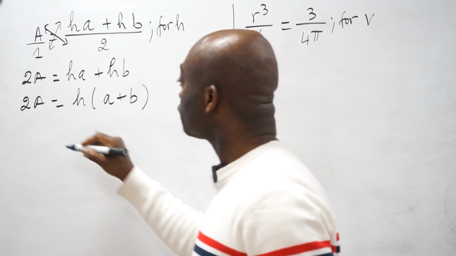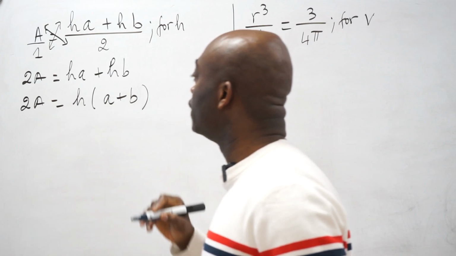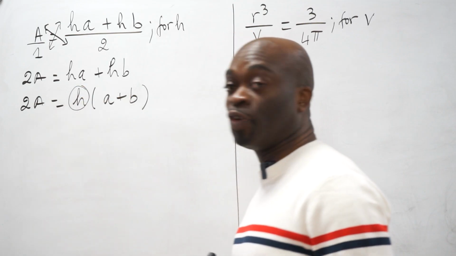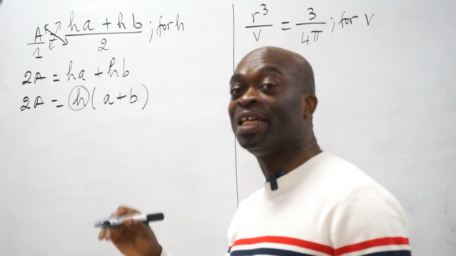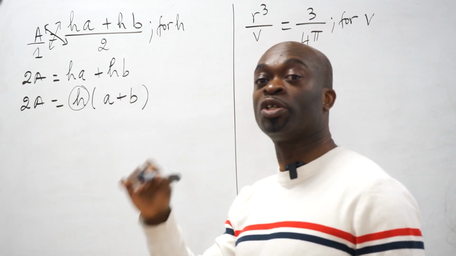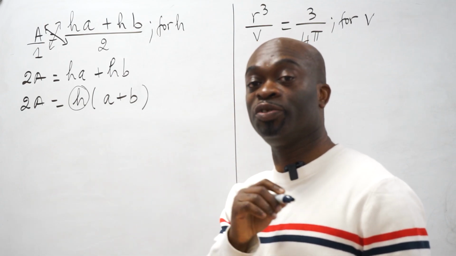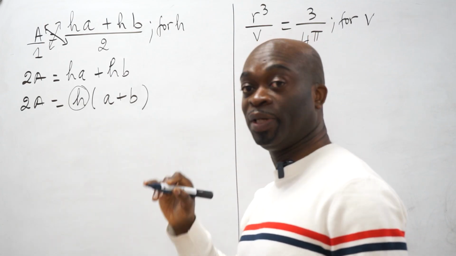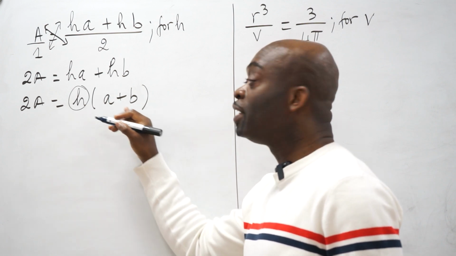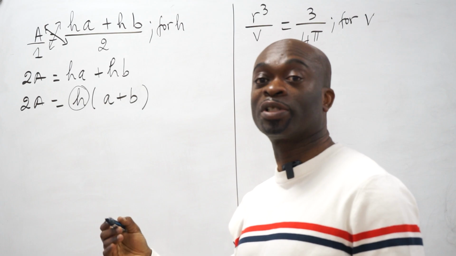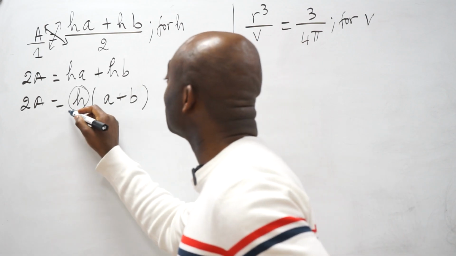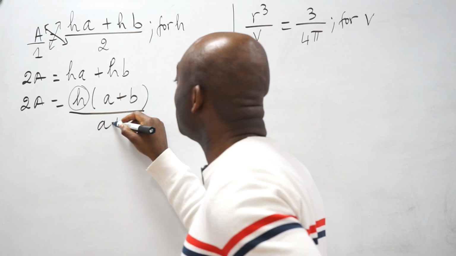All right? Once you do that, the next thing, remember, you're solving for h, so you want to leave h alone. What do you need to cancel in order to do that? I need to cancel a plus b. And how do I do that? What's the sign between h and a plus b? Because of the parentheses, that means multiplication, and to undo it, we do a division. So we divide by a plus b.